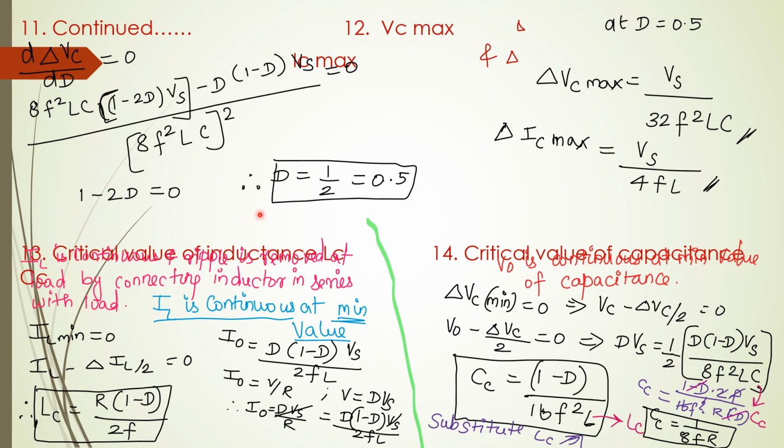Here, the final one. D equals half, duty cycle equals 0.5. At D equal to 0.5, we'll get Vc max and IC max this way. And this is the critical value of inductance LC, and the critical value of capacitance CC. Thank you.